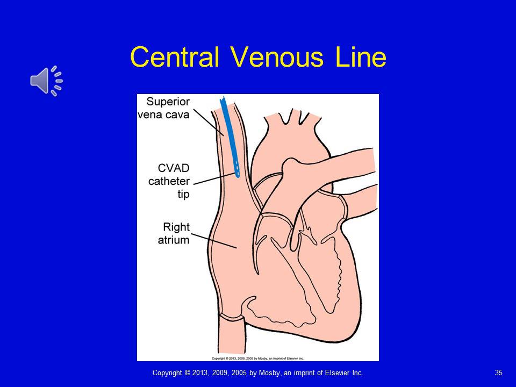Central venous lines deliver IV fluid into the superior vena cava near the heart. IV devices are called peripheral IVs when the catheter tip lies in a vein in one of the extremities. They are called central venous IVs when the catheter tip lies in the central circulatory system, for example, in the vena cava close to the right atrium.